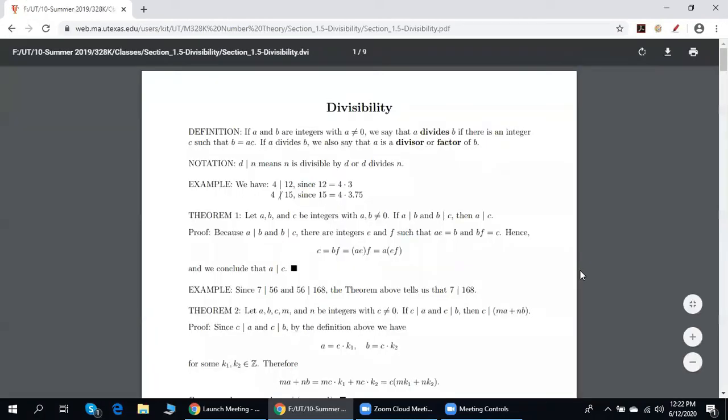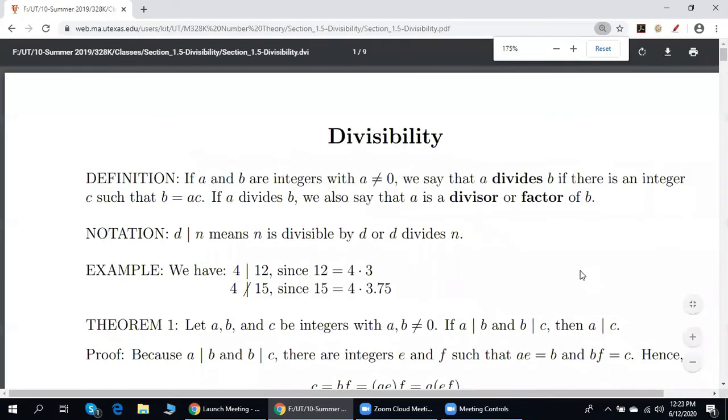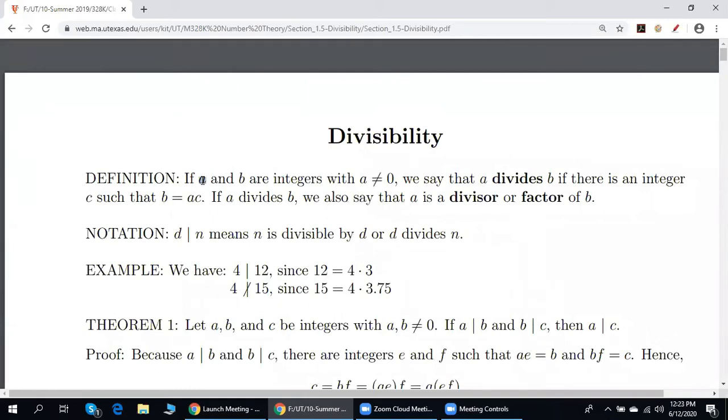Section 1.5, divisibility. We start with the following definition. If A and B are integers, and if A is not equal to 0, we say that A divides B if there is an integer C such that B is equal to AC. If A divides B, we also say that A is a divisor or a factor of B.